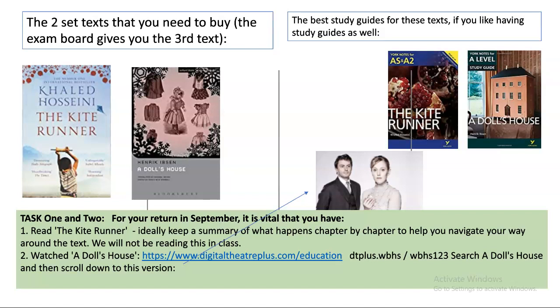This is much more light-hearted, much more of a comedy, but still incredibly serious and incredibly powerful, but it's a nice counterbalance to The Kite Runner, which is, as I say, fairly heartbreaking, and deals with some really quite challenging issues and concepts. So absolutely vital that the book is read before September and you've had a watch of the play, so that we can really hit the ground running when we start in September.